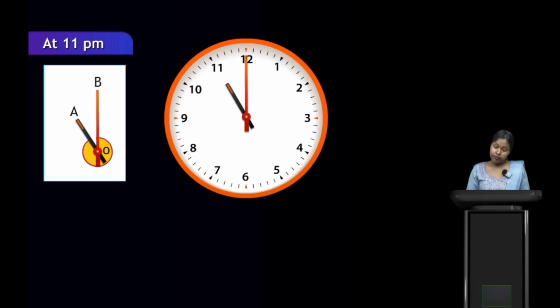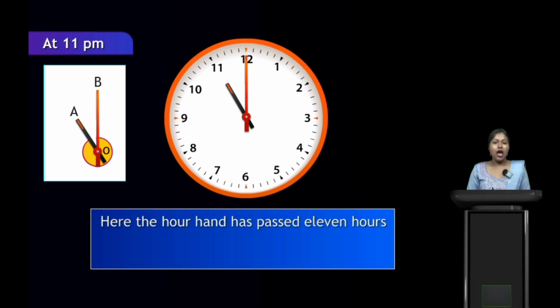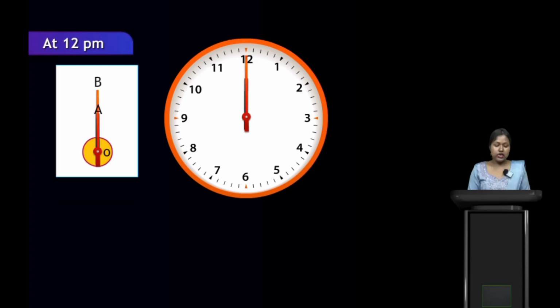Okay. Now let's see for 11 p.m. What would be your answer? How many times it rotates 30 degree to reach 11 p.m.? Of course 11 times. So what is the answer? Answer is 330 degree.